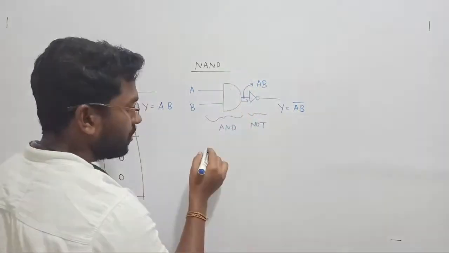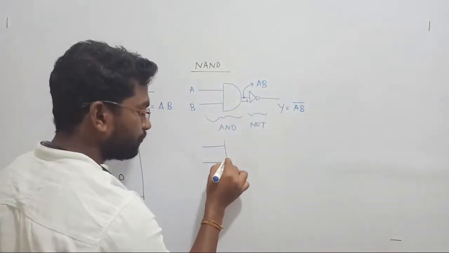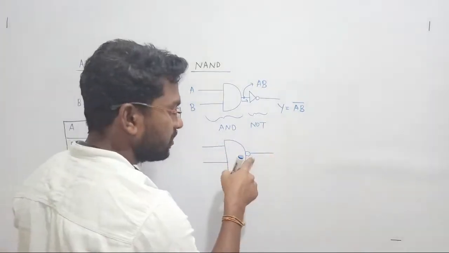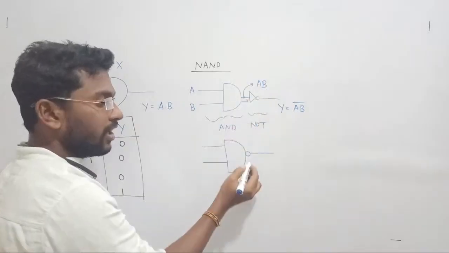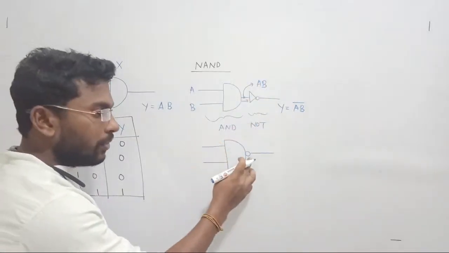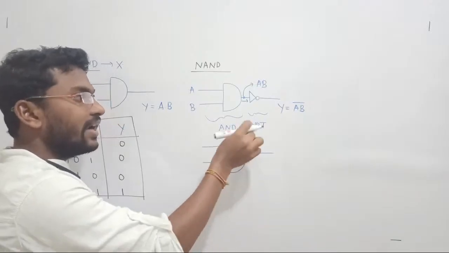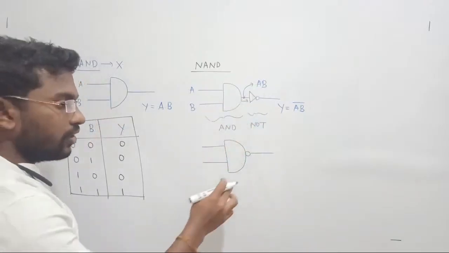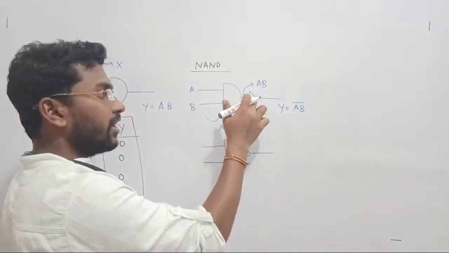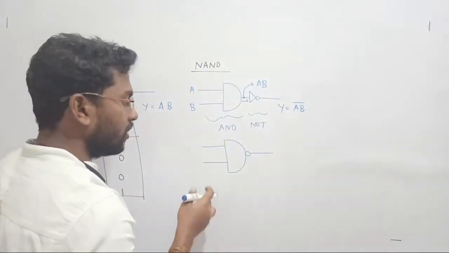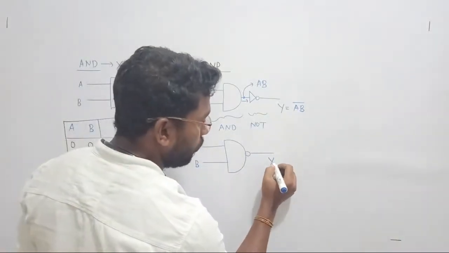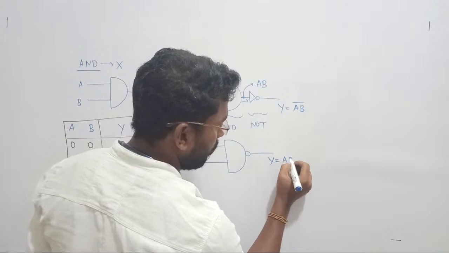This NOT gate will be generally represented by a bubble. Whenever you see a bubble on a gate, it means there is a hidden NOT gate. You have to register that if there is any bubble with the gate, that bubble denotes a hidden NOT gate. Clear? Yes. Such that if I pass A and B through the NAND gate, output will become A dot B whole bar. Clear?